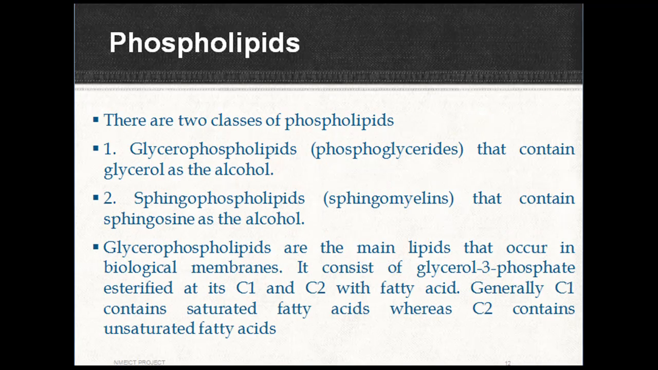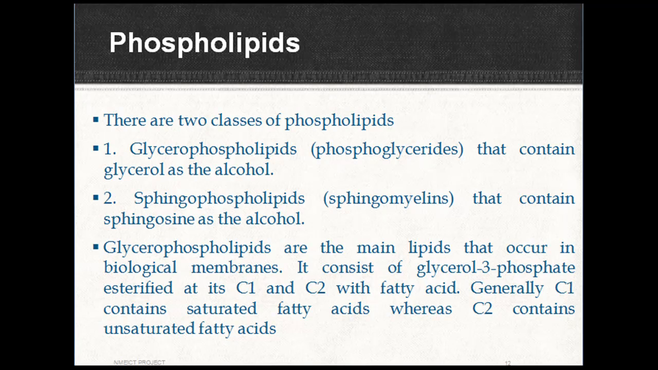There are two major classes of phospholipids. One, glycerophospholipids, contain glycerol as the alcohol. Another one, sphingophospholipids, contain sphingosine as the alcohol. Glycerophospholipids are the main lipids that occur in biological membranes.